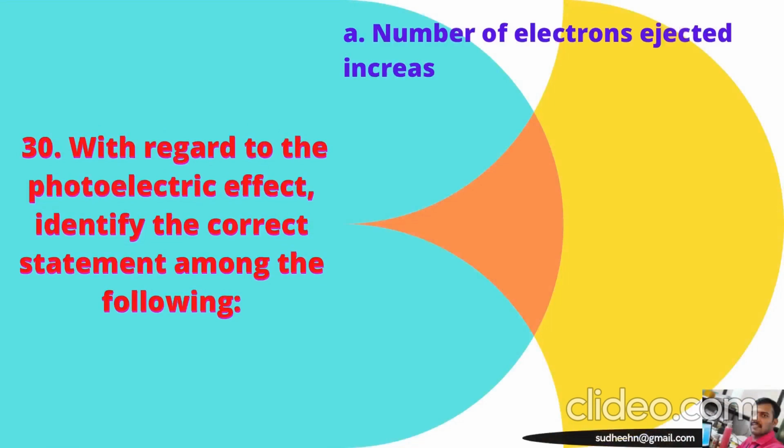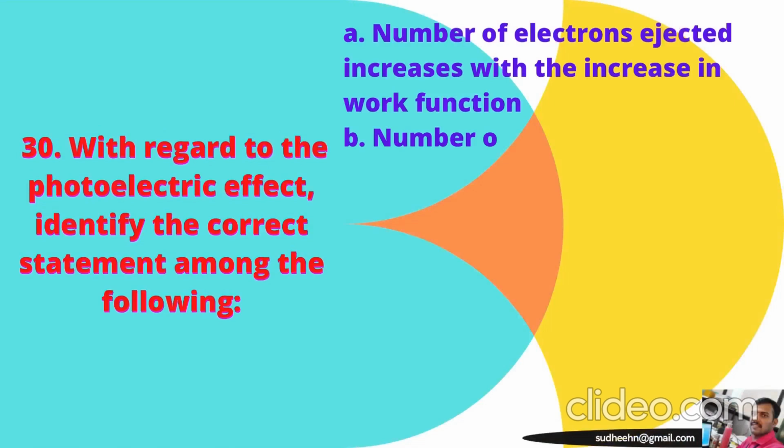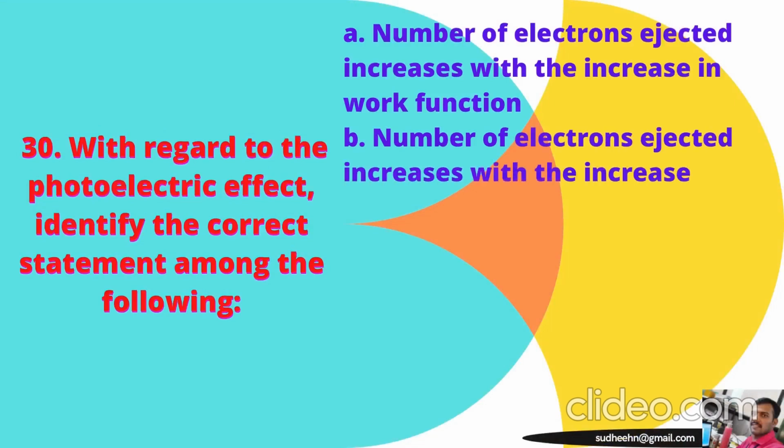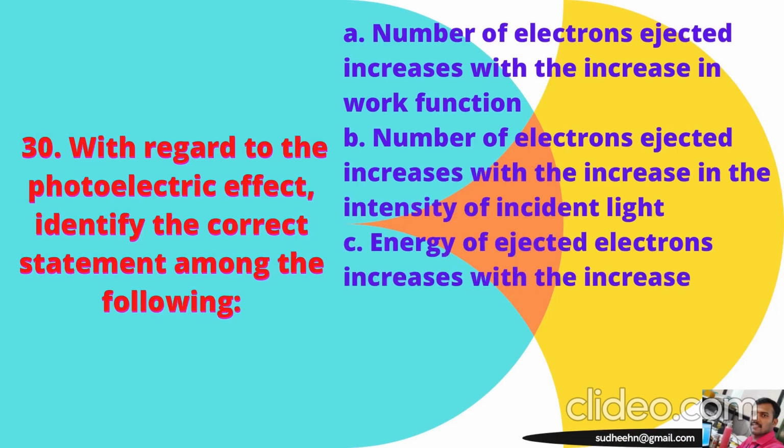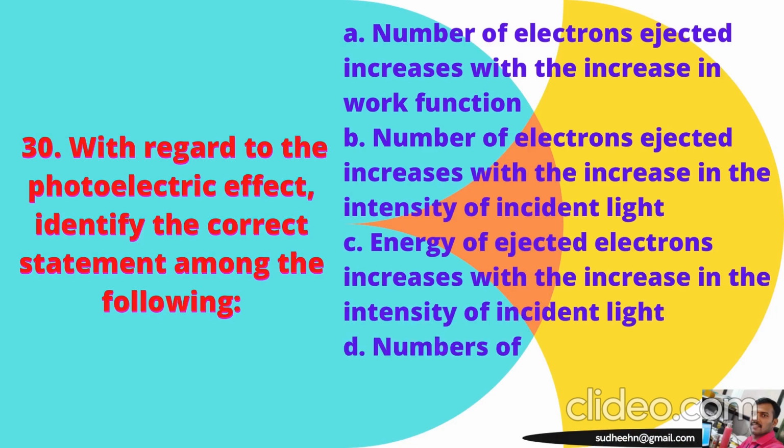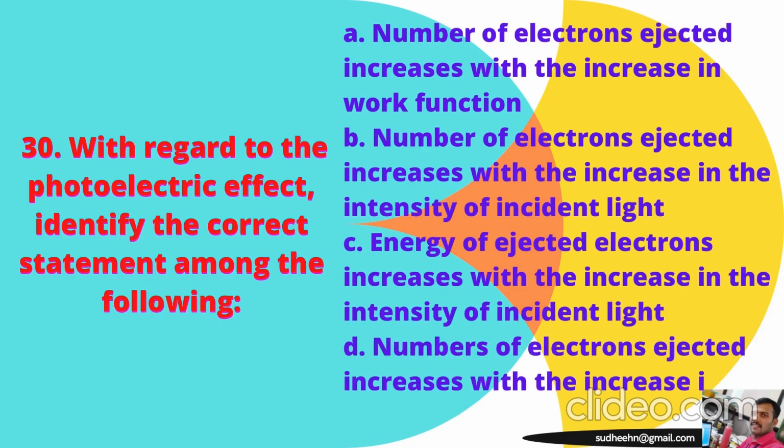And question number 30. With regard to the photoelectric effect, identify the correct statement among the following. Option A, number of electrons ejected increases with the increase in work function. Option B, number of electrons ejected increases with the increase in the intensity of incident light. Option C, energy of ejected electrons increases with the increase in the intensity of incident light. And option D, number of electrons ejected increases with the increase in the frequency of the incident light.